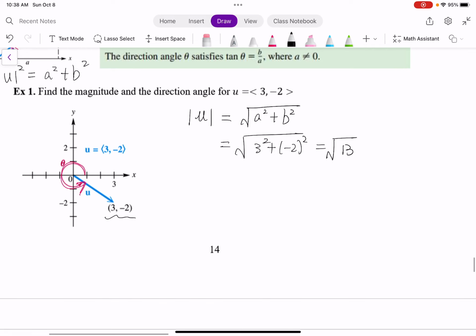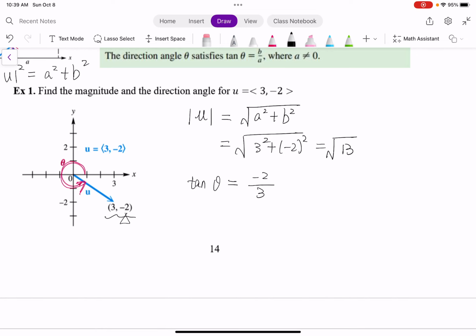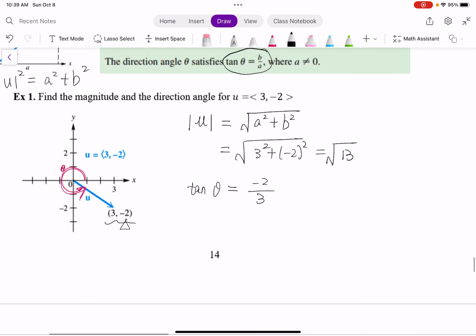And next, I need to find the direction angle. The direction angle is theta. We rotate counterclockwise. In a previous class we learned tangent theta equals y over x, and here we do the same. What is y? -2. What is x? 3. And also, we have learned here that tangent theta is b over a, where b is the y value and a is the x value. So it's -2 over 3.